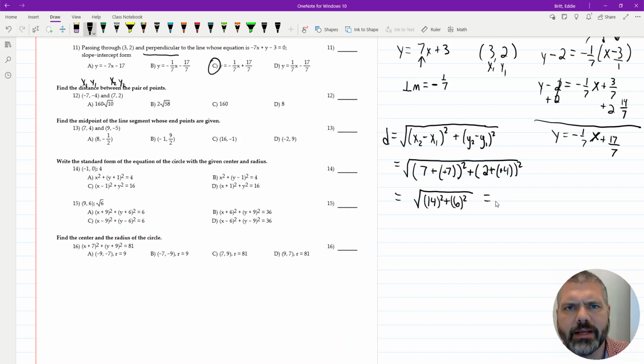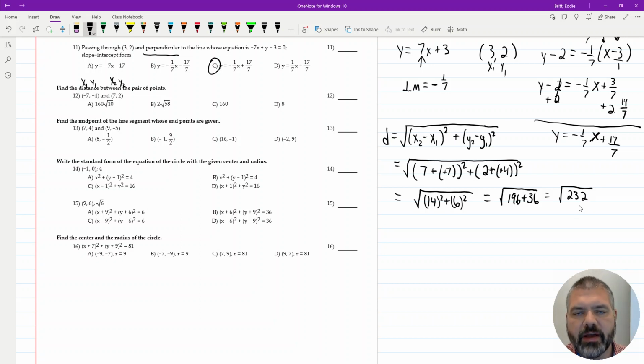I don't know what 14 times 14 is. So 14 times 14 is 196. So the square root of 196 plus 6 squared, which is 6 times 6, or 36. So plus 36. So that gives me the square root of 232. Now we need to see if this will simplify.